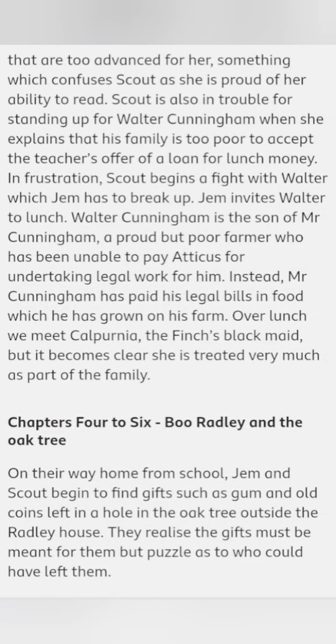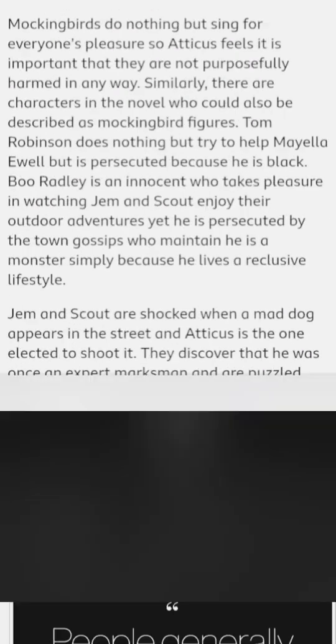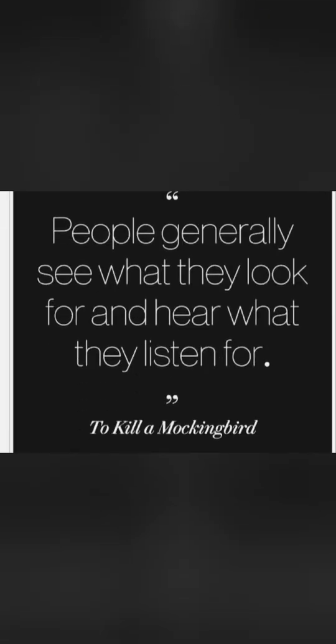The sheriff, Heck Tate, and a group of men arrive at the Finch house, uneasy about any trouble that may arise as a result of the trial. The following night, Jem, Scout, and Dill follow Atticus into town as they are worried about him. They find him reading outside Maycomb jail, where he is approached by the white gang. Tom Robinson is inside the jail, and the men want to lynch him at any cost.